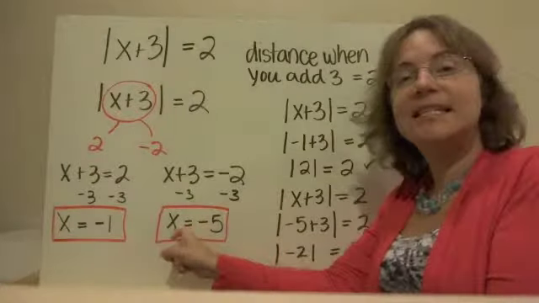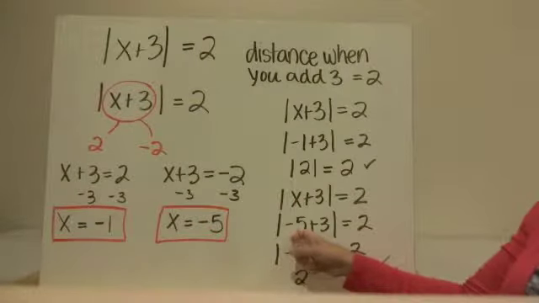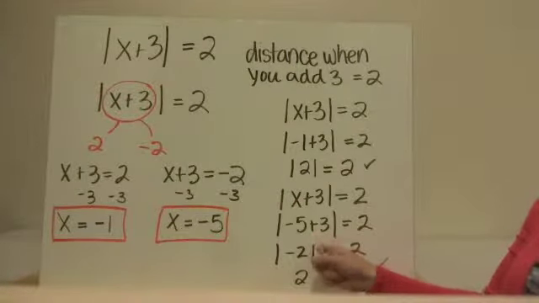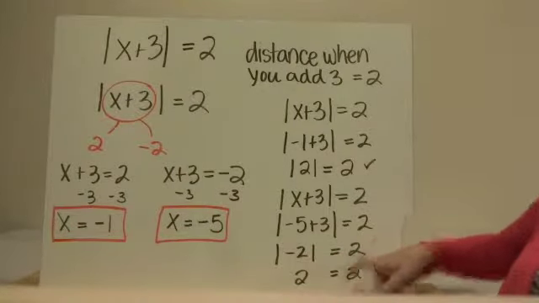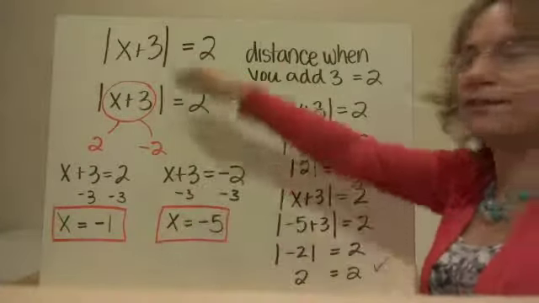Now let's try x is equal to negative 5. So instead of x, I put a negative 5. Negative 5 plus 3, that gives me a negative 2. The absolute value of negative 2 is equal to 2. And again, I've shown that my equation is true for both of these values.